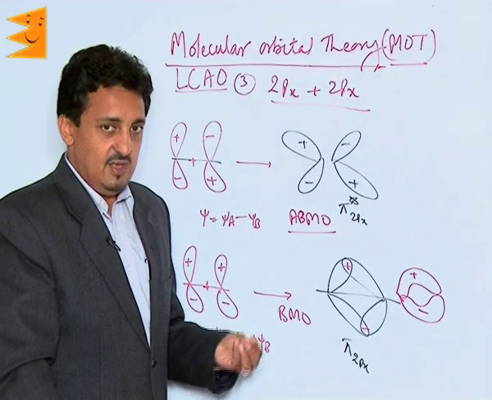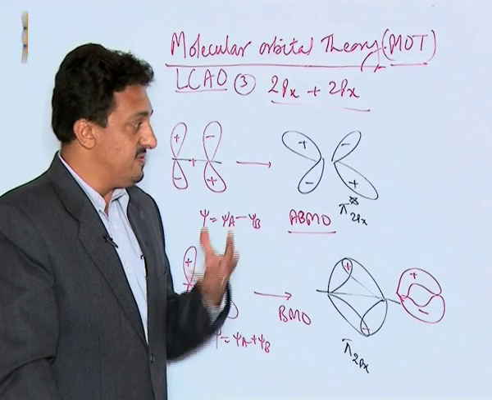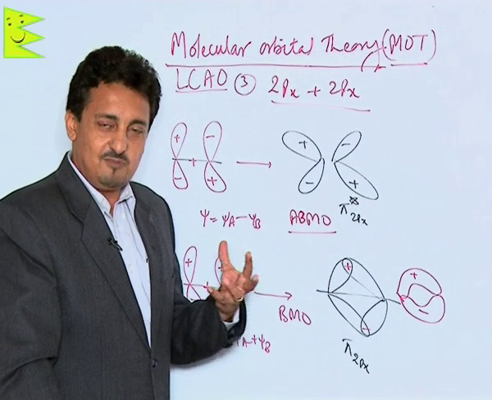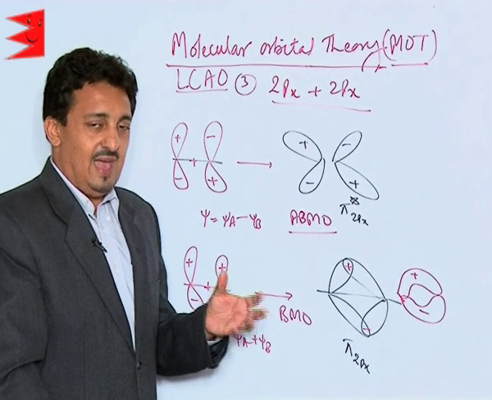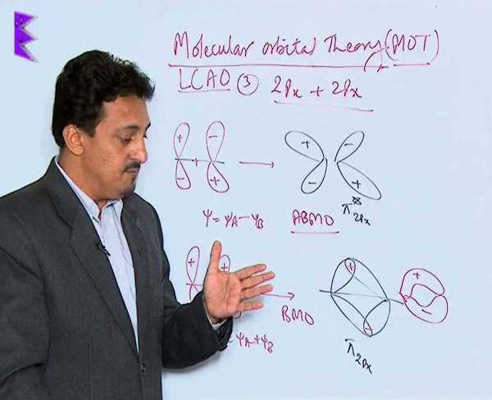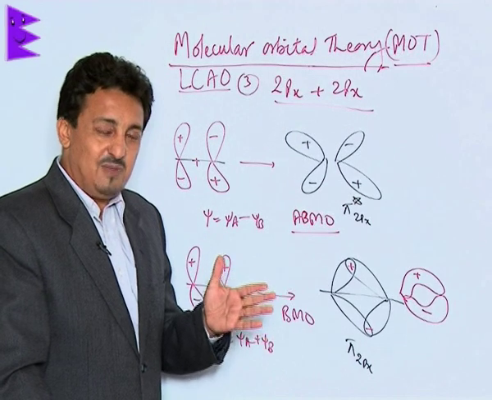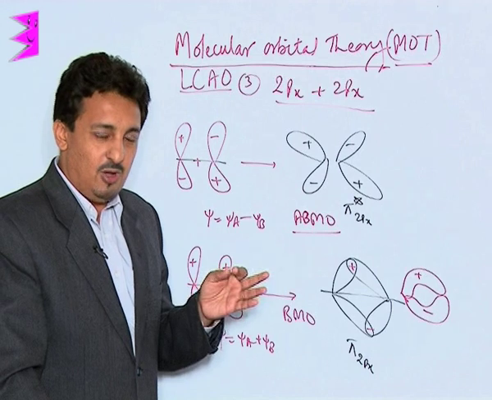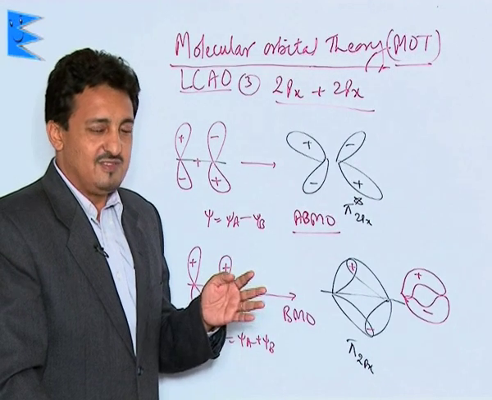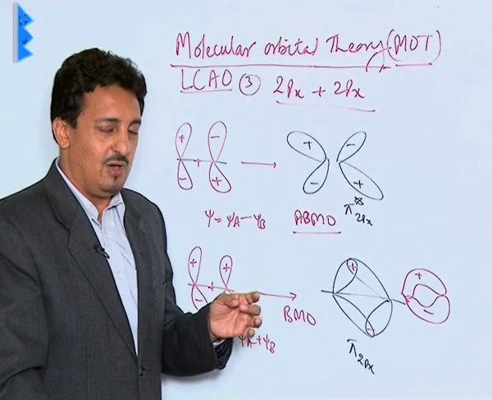Now let us see how we use these molecular orbitals in explaining the formation of homonuclear diatomic molecular species. But before this, we need to understand that MOT explains not only the formation of the molecular species, it explains the bond order, bond length, bond strength, and magnetic behavior of the molecular species also.